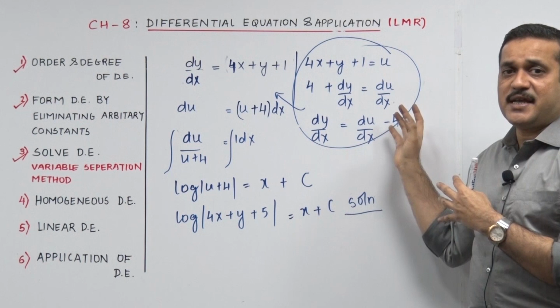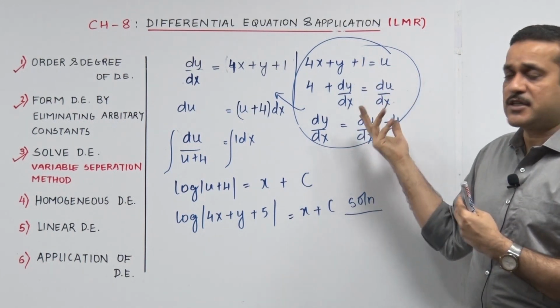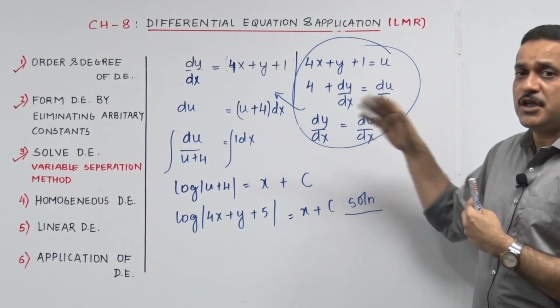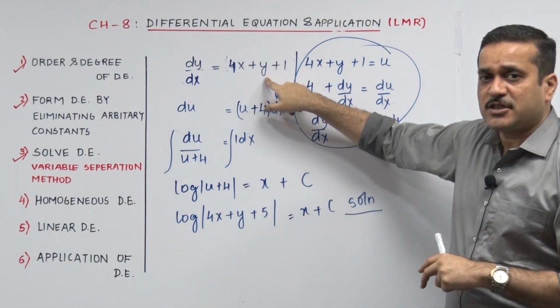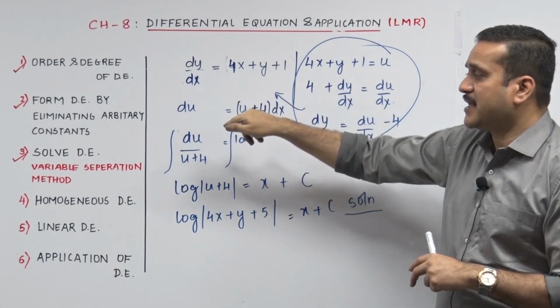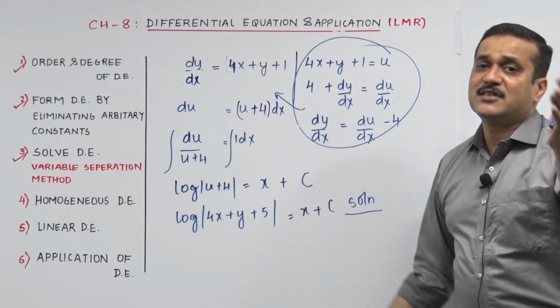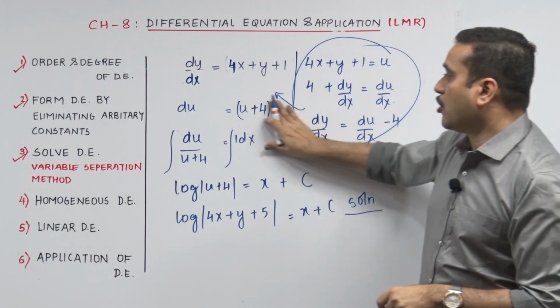So bring in your du by dx in the picture. How? By differentiating with respect to x. You saw that the dy by dx will now change to what? Du by dx minus 4. Push this entire block over there. Now that gets changed to u as per your substitution. The dy by dx becomes du by dx minus 4, and then start playing your normal game.